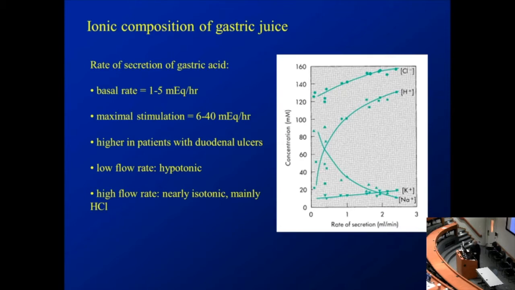At low flow rates, it's hypotonic, so it has fewer solutes per volume compared to the plasma. We always compare to the plasma composition. At full or maximum rates, it's nearly isotonic with the plasma, and you can see from the composition here that it almost completely, or exclusively, consists of hydrochloric acid.